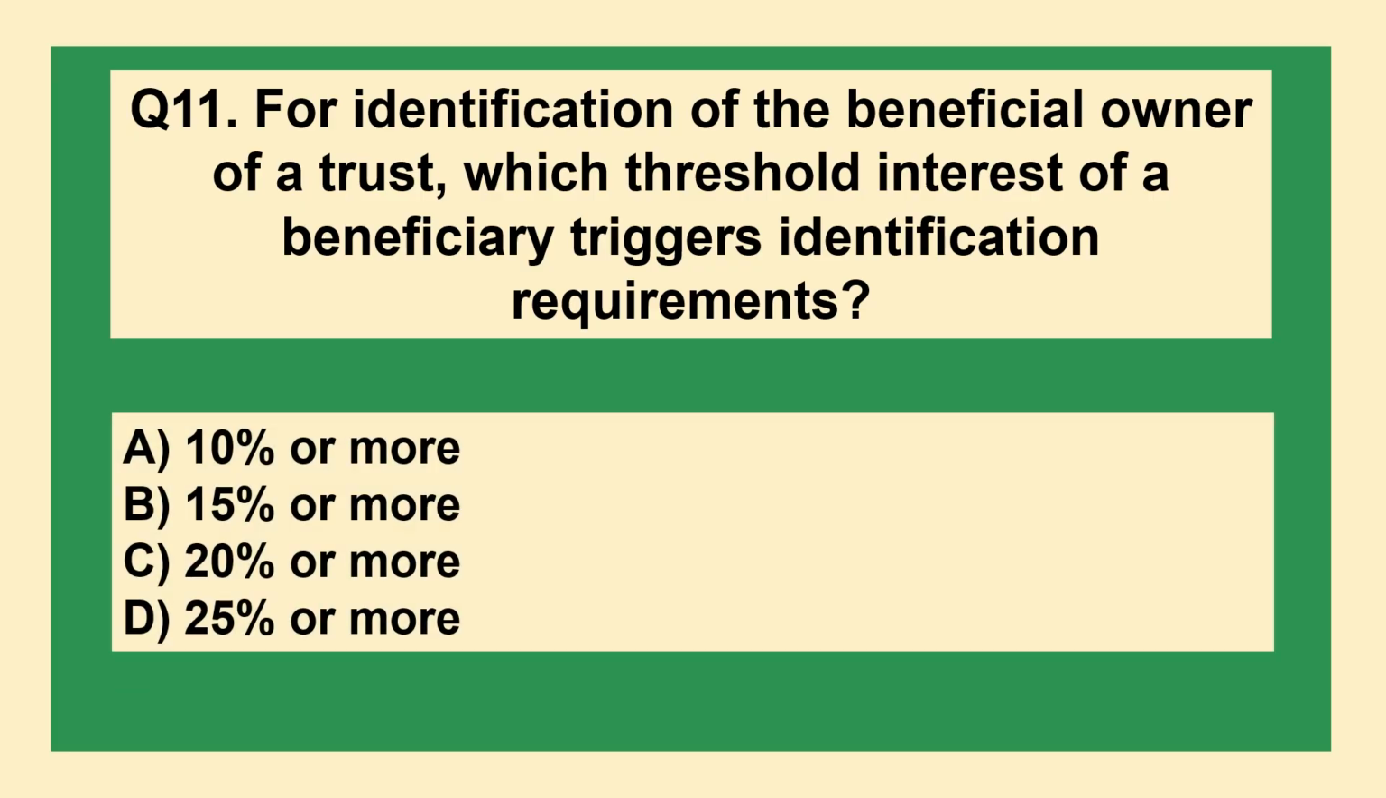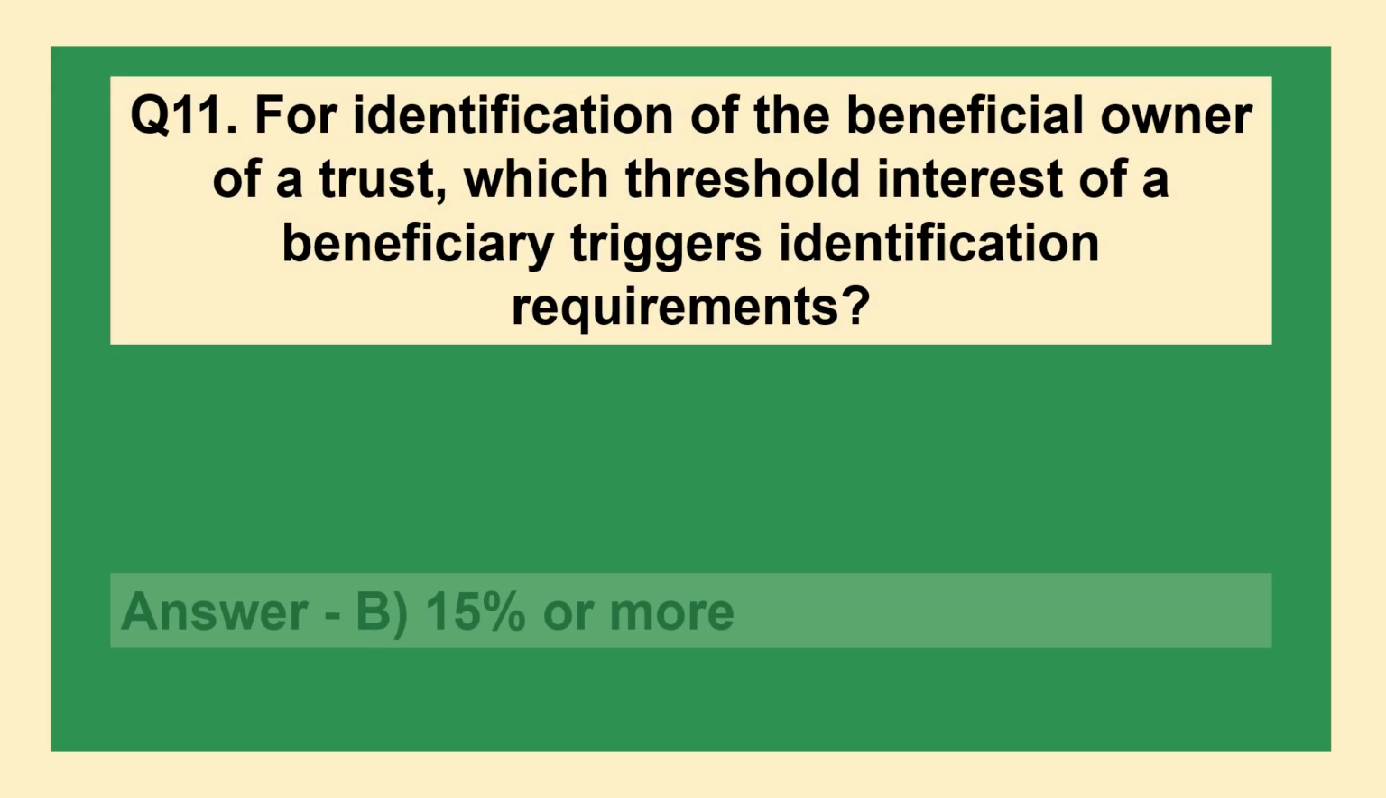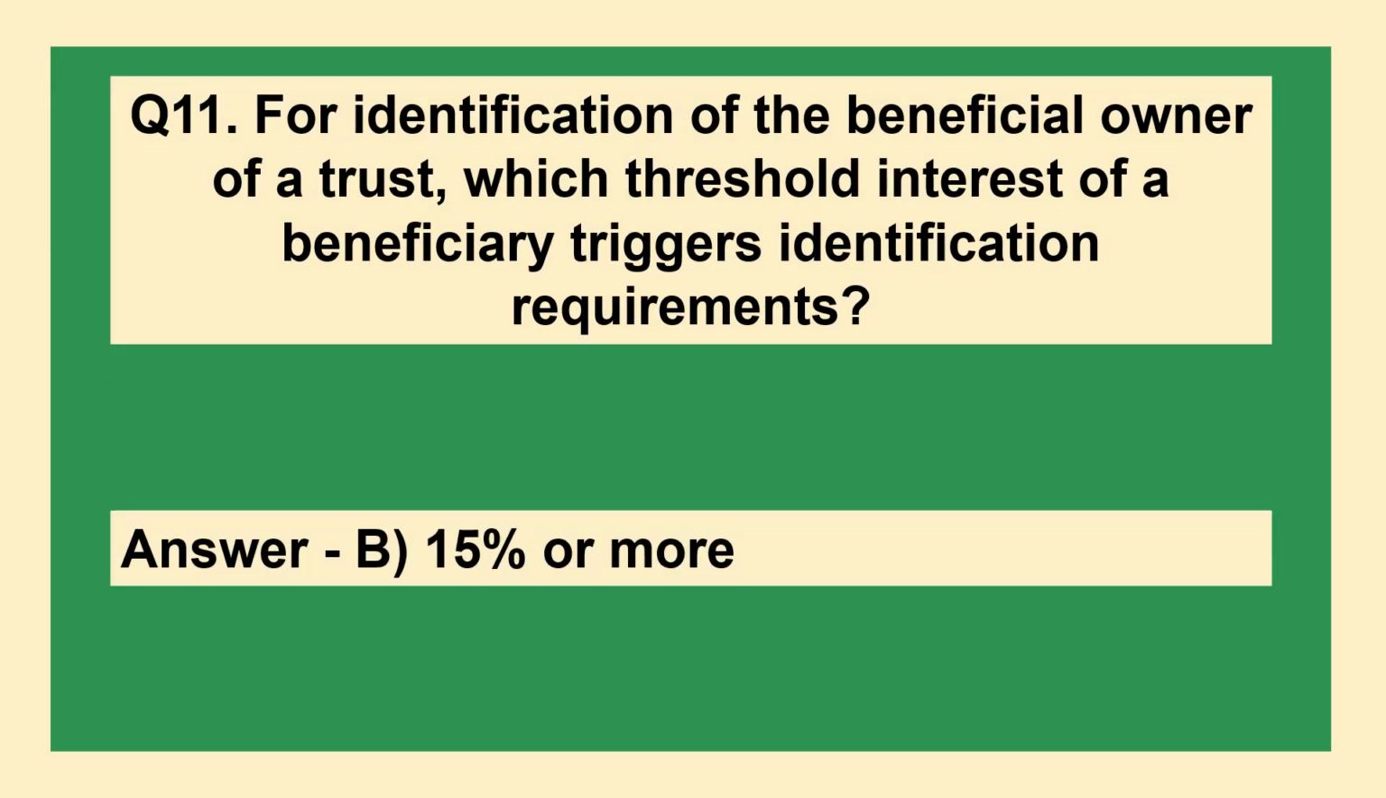Question: For identification of the beneficial owner of a trust, which threshold interest of a beneficiary triggers identification requirements? Option A 10% or more, option B 15% or more, option C 20% or more, option D 25% or more. Correct answer is option B 15% or more.